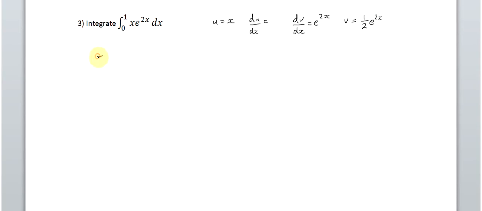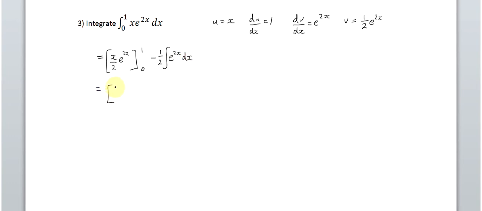Okay, so let us go ahead and use the parts formula. So uv first of all, so that times that, so it's x over 2 e to the 2x. That's our uv, and there's our limits on the uv. Okie dokie. So then we're going to subtract the integral of v du. So v is that, du is 1, so basically the half can come straight outside of the integral, and we've got e to the 2x with respect to x.